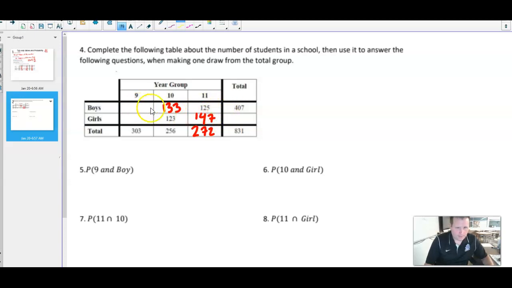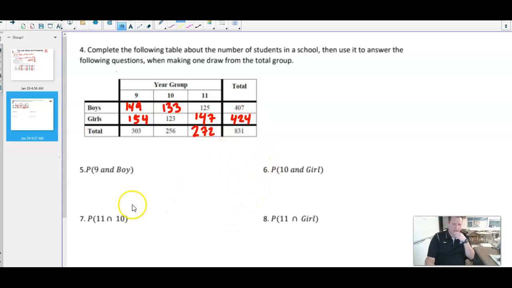Then I'm going to find this value by going 407 minus 133 and then minus 125. That gives me 149. And then I'm going to go 303 and then minus that 149, which will give me 154. And then I can find this number by going 831 minus 407 as well, which will give me 424 there. Okay.